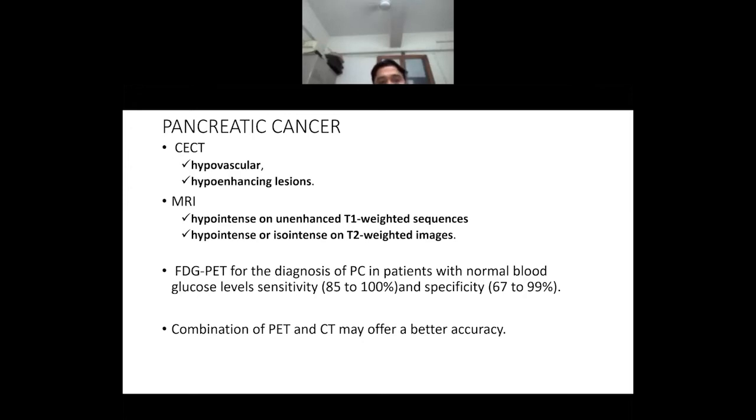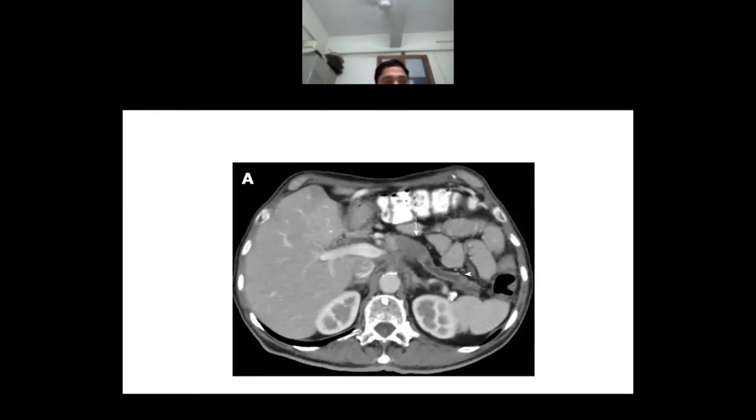On FDG PET for diagnosis of pancreatic carcinoma in patients with normal blood glucose level, sensitivity is 85 to 100% and specificity is 67 to 99%. A combination of PET and CT may offer better accuracy. This is the CT scan showing a focal hypodense mass in the body of the pancreas with upstream dilatation of the main pancreatic duct, which is pancreatic adenocarcinoma.